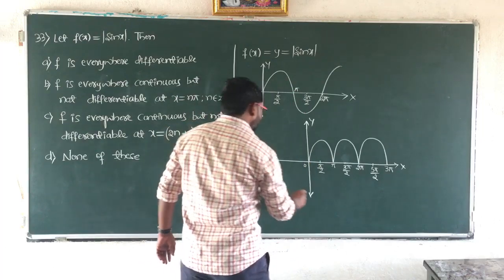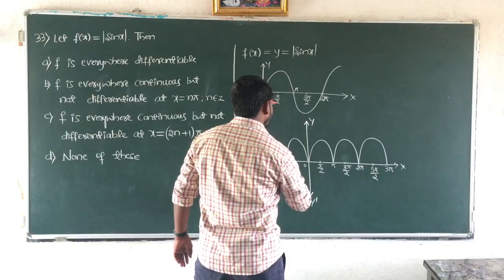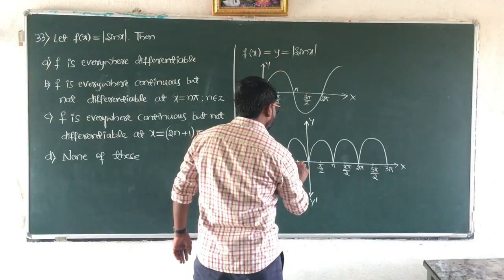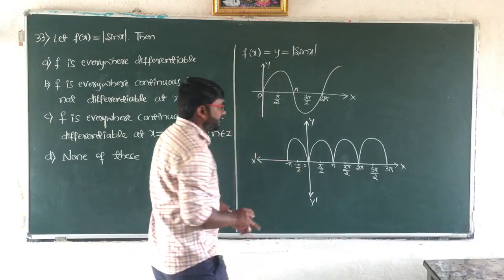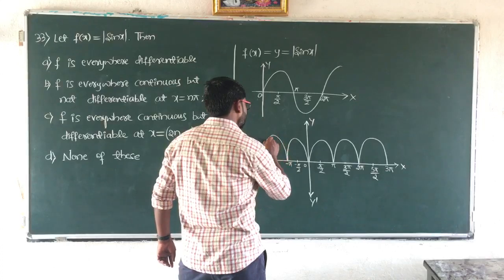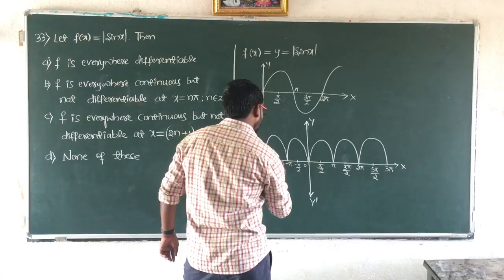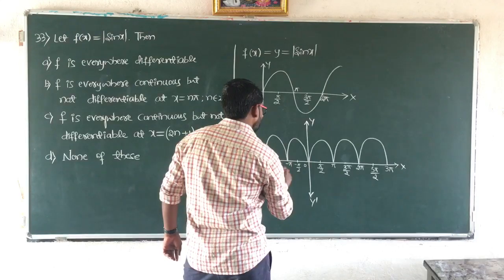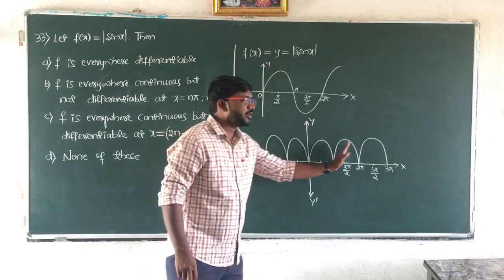This is x dash, this is y dash. So now from here to here it is minus pi by 2 and then minus pi. Then minus pi to minus 2 pi. So the graph is this one. Minus pi, minus 3 pi by 2 and then minus 2 pi. So this is the graph of mod sin x.